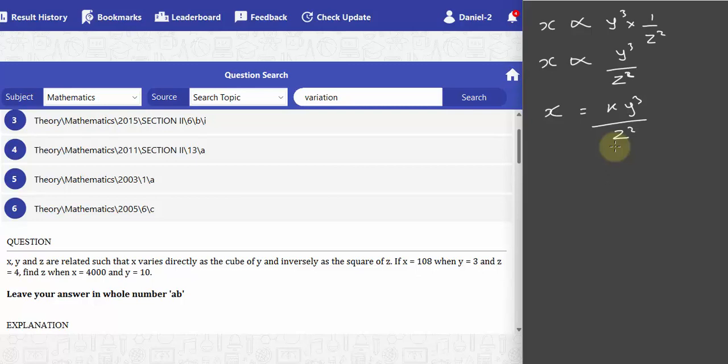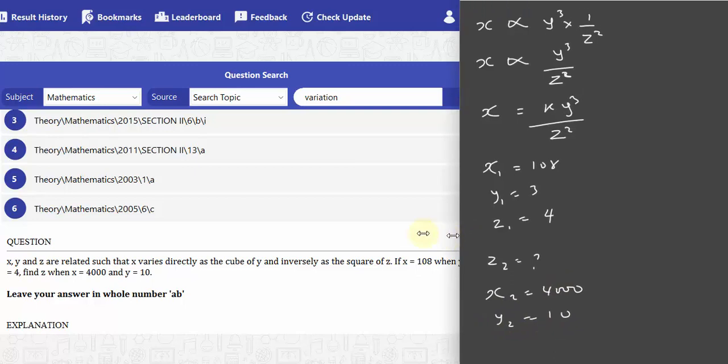Now that we've got the formula, the next thing is to look at what we need to find. The question says x equals 108 when y equals 3 and z equals 4, so you can imagine this to be x1 equals 108, when y1 equals 3 and z1 equals 4. The question is now saying we should find z, so z2 is the unknown when x2 equals 4,000 and y2 equals 10. So let's solve for this.